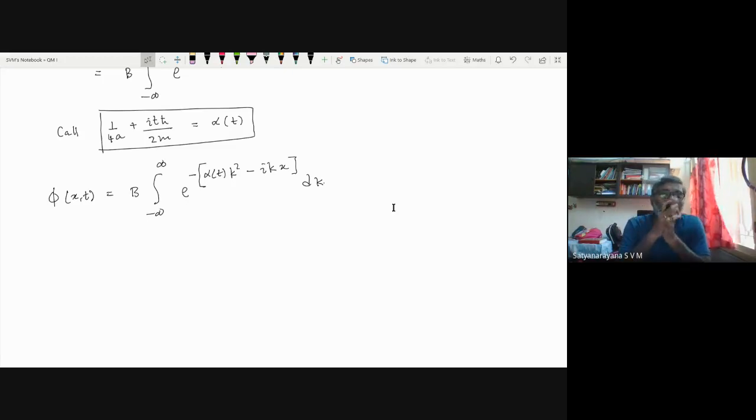Now I have to do this completing the squares once again. So let us write root alpha of t into k, root alpha of t into k minus this whole square minus ikx. I want to write this as root alpha k plus some beta the whole square minus beta square.